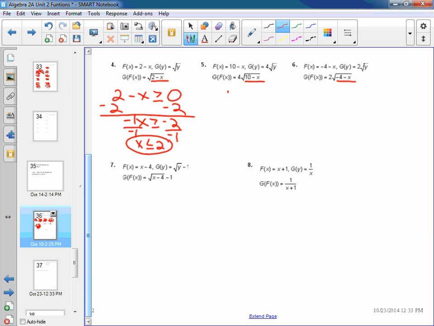All right, so here 10 minus x has to be greater than or equal to 0. Subtract 10. So negative x has to be greater than or equal to negative 10. Divide by negative 1. So x is anything less than or equal to 10.